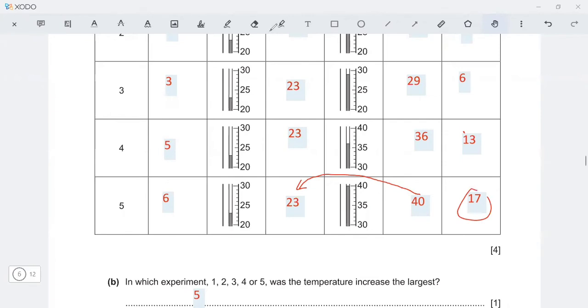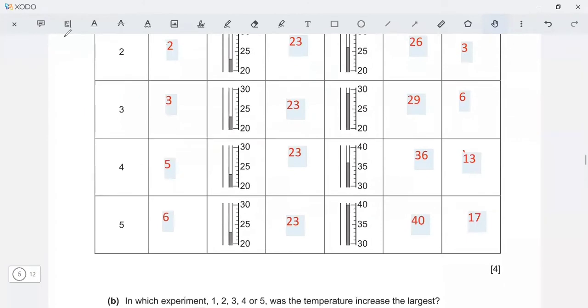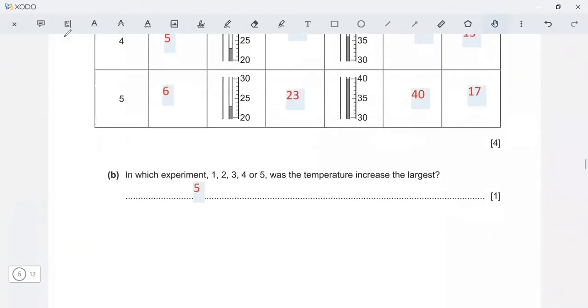Now you need to know about the difference and increase of temperature in the last column, right? So now let me read this question. B, in which experiment, 1, 2, 3, 4, or 5, was the temperature increase the highest?